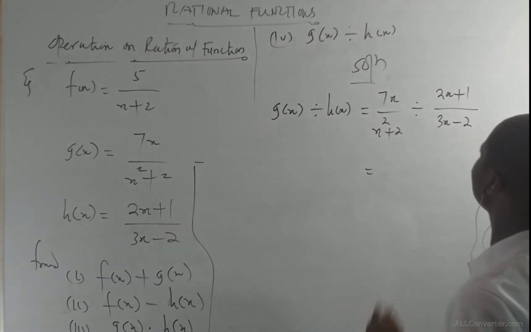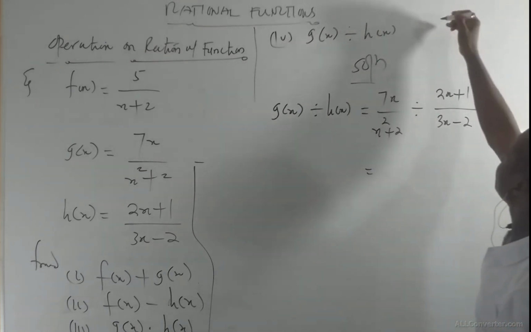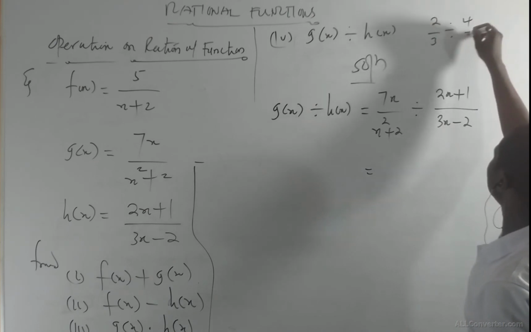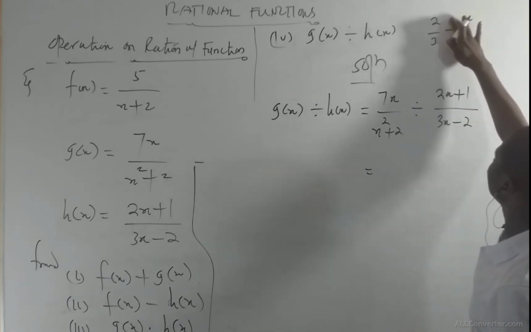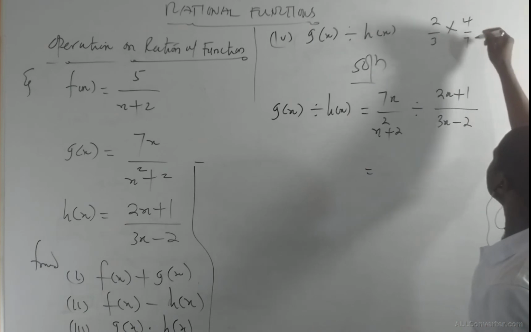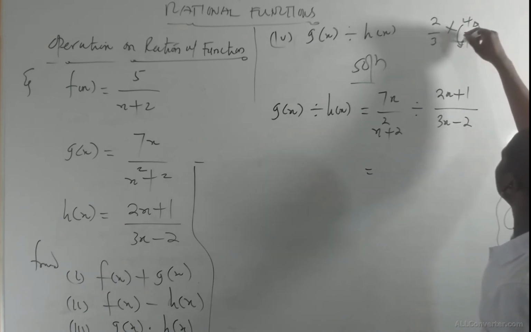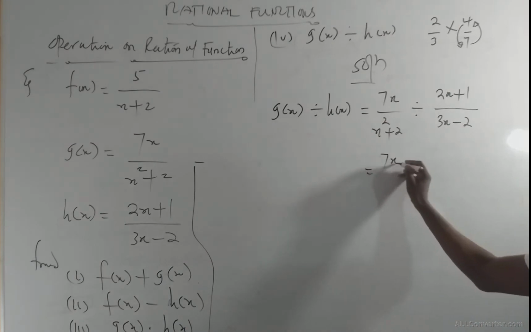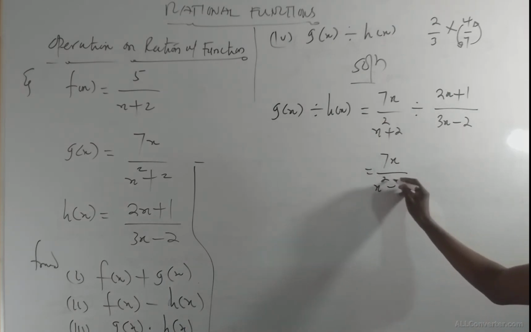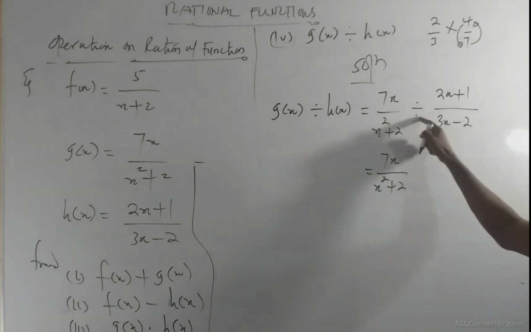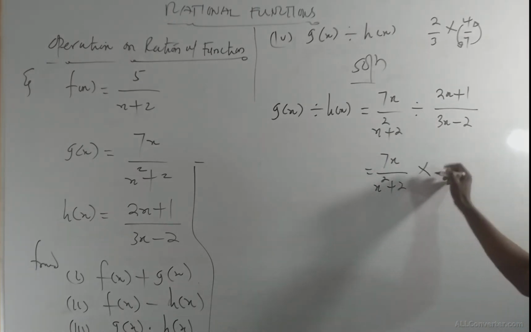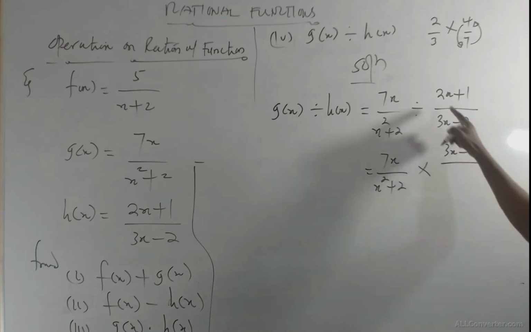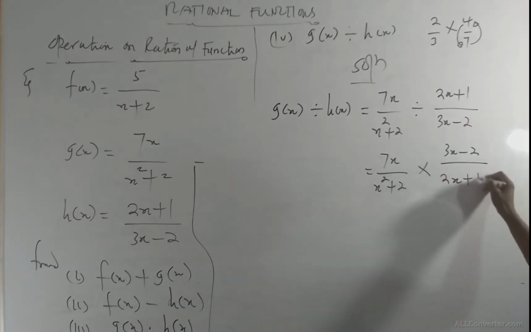Okay, so this one is the same as now. Do you know that when you have 2 over 3 divided by 4 over 7, take note that when the division sign changes to multiplication, 7 will go up and the 4 will come down. So we are applying the same principle here. So we have 7x over x squared plus 2. Then when this division sign changes to multiplication, don't forget that 3x minus 2 will now be up here. Then the 2x plus 1 will now be down here.